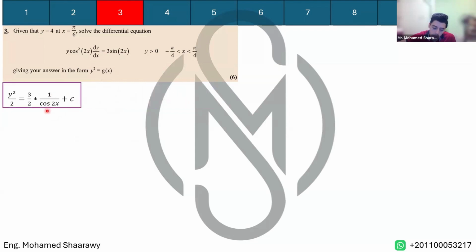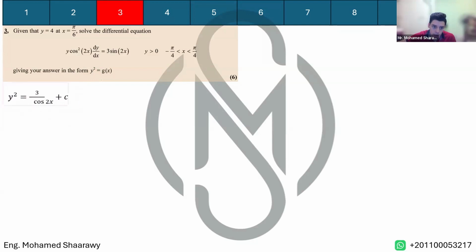And cosine 2x will be sent down again. He wants y squared to be the subject. So let me multiply the whole equation by 2. Or let me first get c because I need it. Let me first get c. So let's make it the subject.